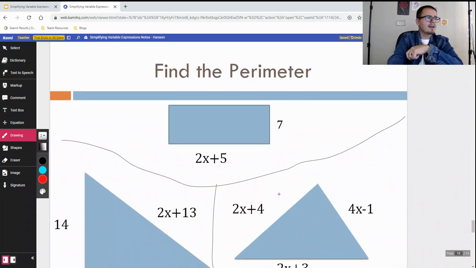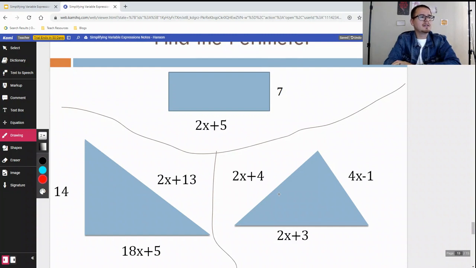Looks like we got some practice for you guys. Just find the perimeters. Add them up. Pause real quick. I will write the answer to one of these real quick. I've got time for that.